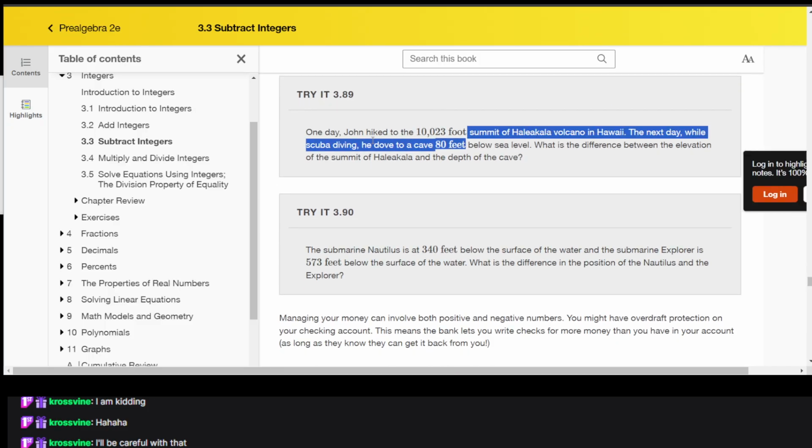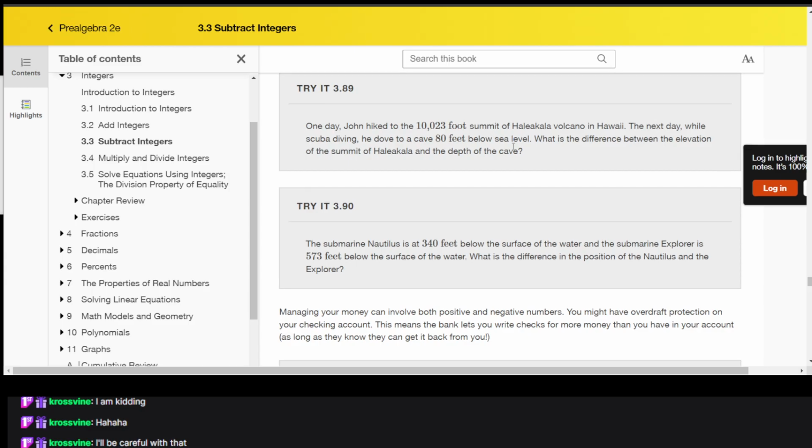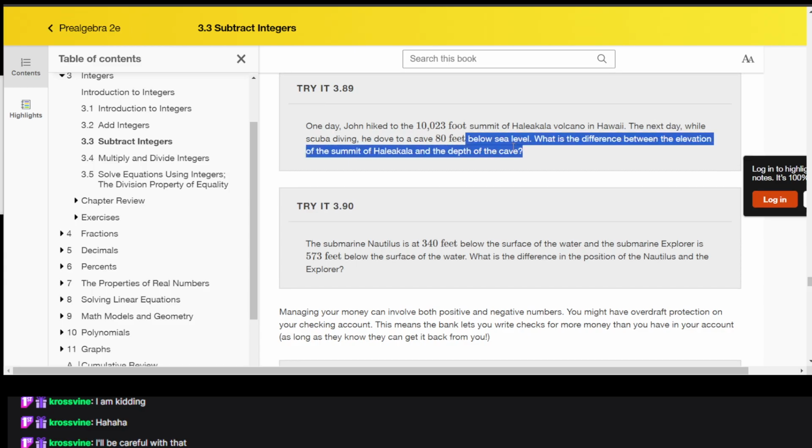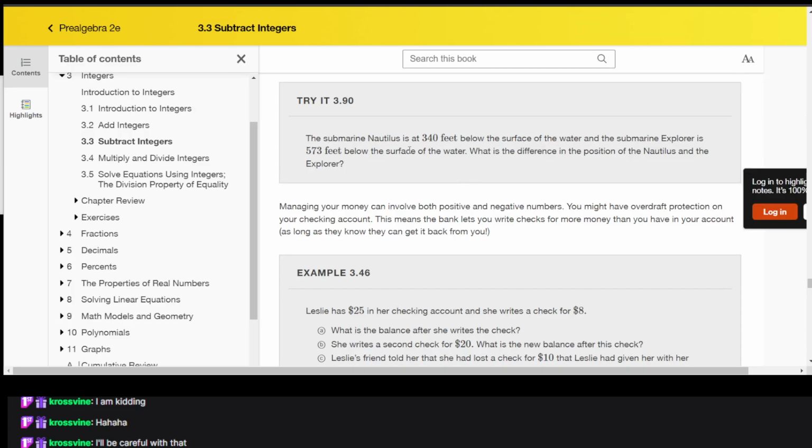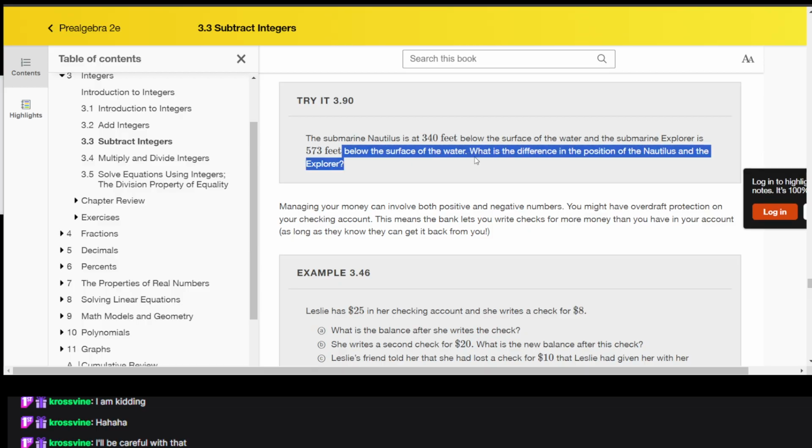One day, John hiked to the 10,023 foot summit of Haleakala volcano in Hawaii. The next day, while scuba diving, he dove to a cave 80 feet below sea level. What is the difference between the elevation of the summit of Haleakala and the depth of the cave? Submarine Nautilus is at 340 feet below the surface of the water, and Submarine Explorer is 573 feet below the surface of the water. What is the difference in the position of the Nautilus and the Explorer?